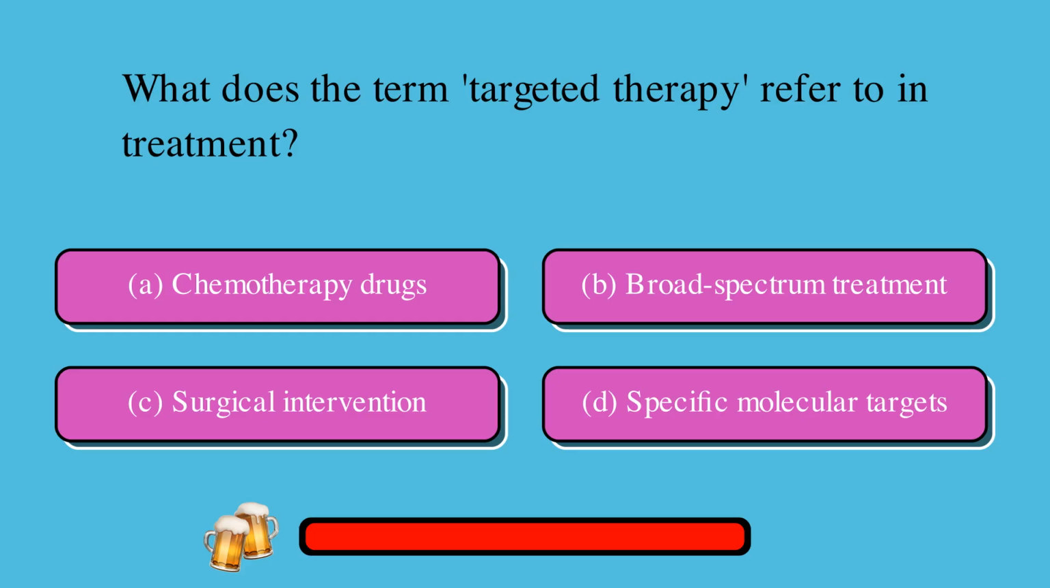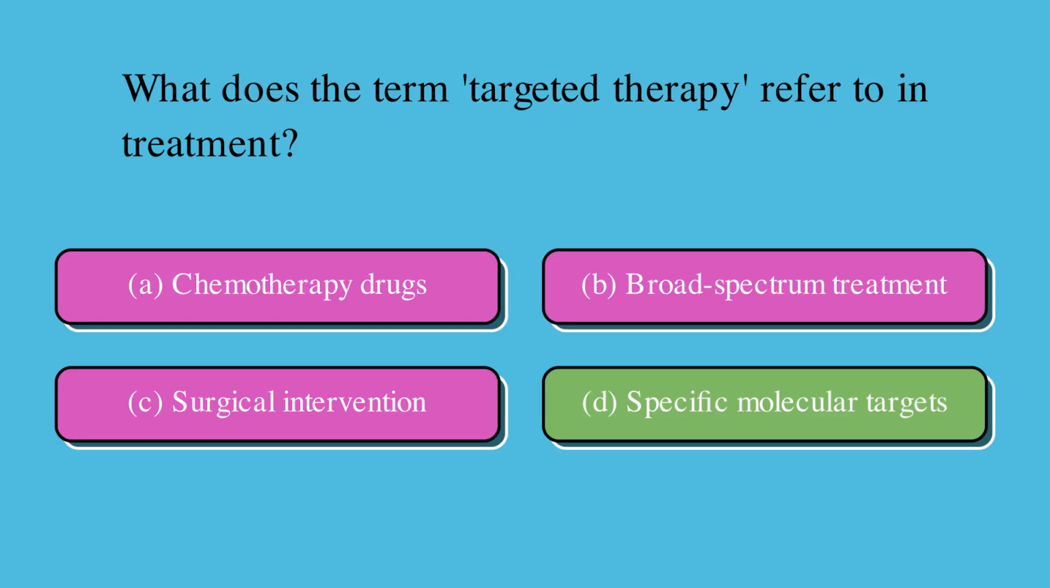What does the term targeted therapy refer to in treatment? A, chemotherapy drugs, or B, broad spectrum treatment, or C, surgical intervention, or D, specific molecular targets? The correct answer is D, specific molecular targets.